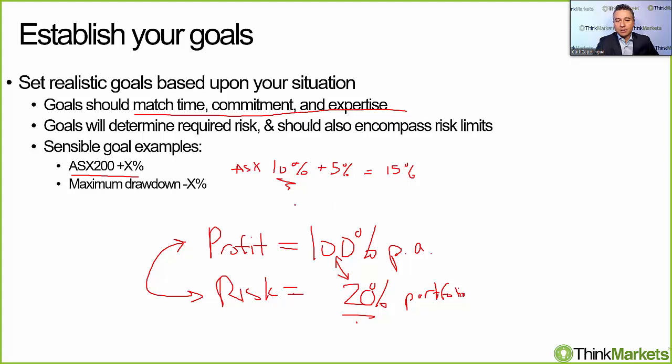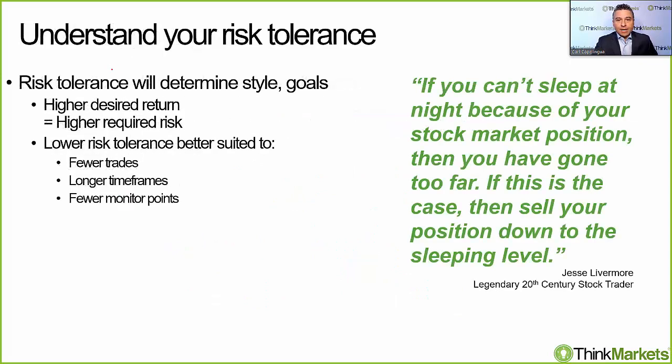You might have years where the ASX return is minus 10%, in which your goal would be simply to only lose 5% of your capital. If the ASX was down 10% and you only lost 5%, you've beaten the market. Understand your risk tolerance; this follows on from the last topic. Obviously, the higher the return we want, the higher the required risk, if that makes sense.